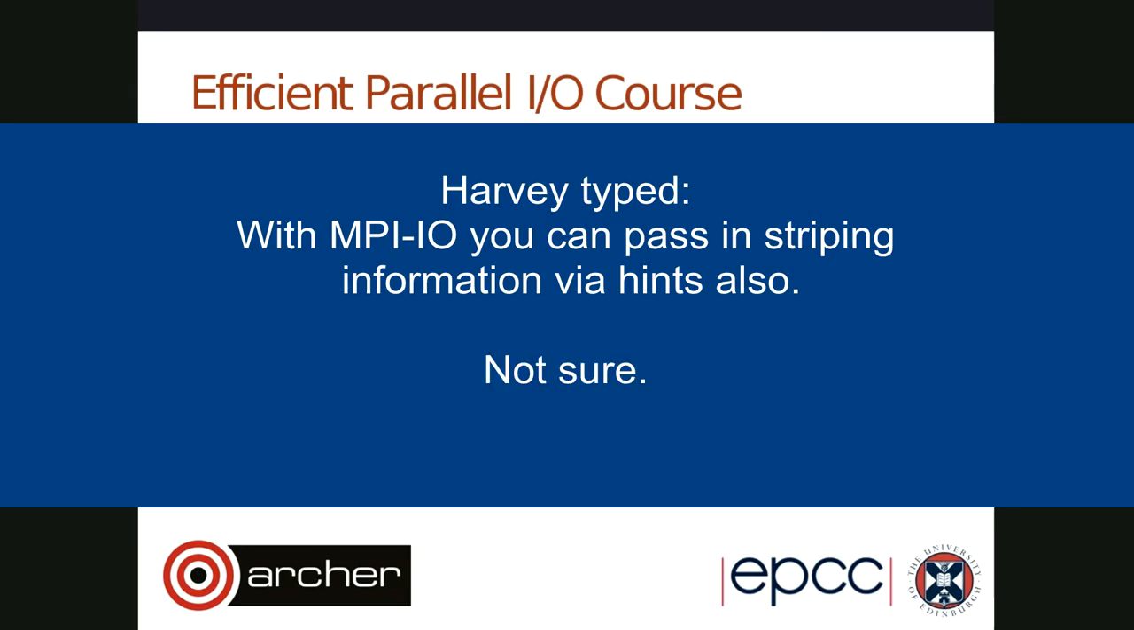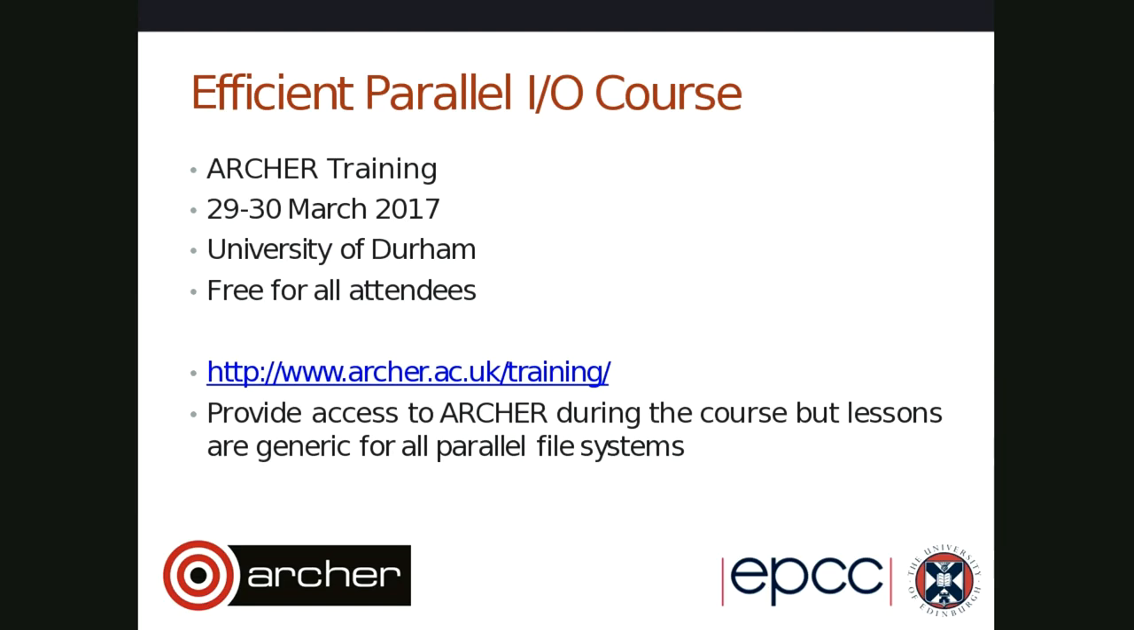Okay, Harvey, is that on a per file basis essentially as well? So it creates the file with the striping that you send over MPI-IO.